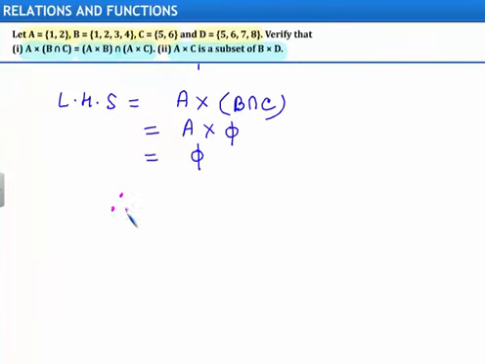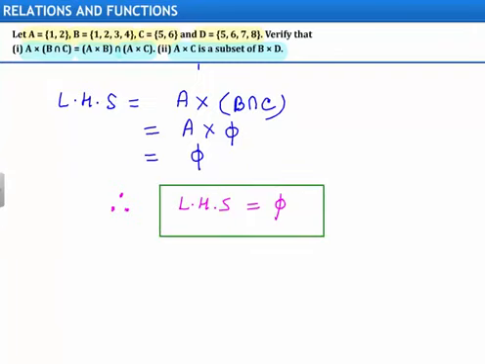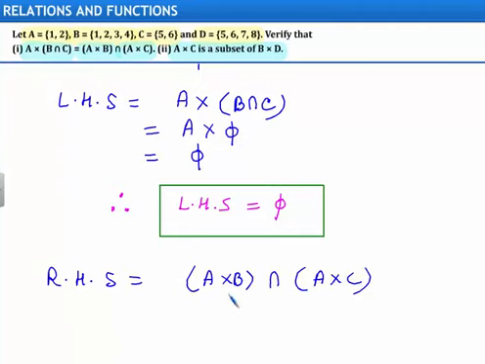Therefore, LHS is equal to phi. Now let us find the value of RHS. Our RHS is (A cross B) intersection (A cross C). So for that we need to find out A cross B first. So let us do that.